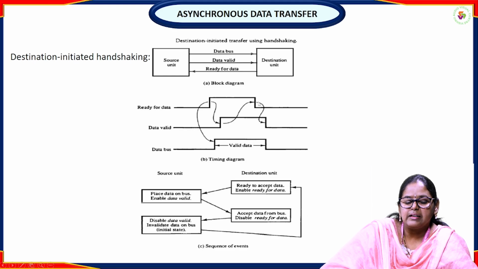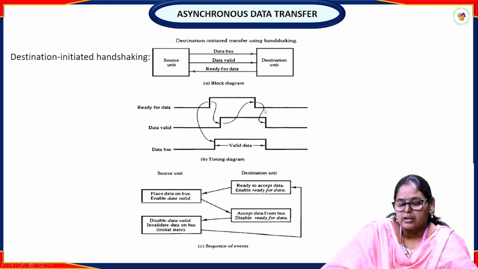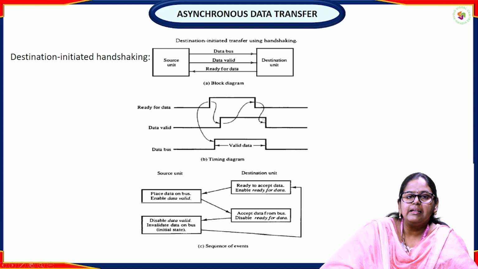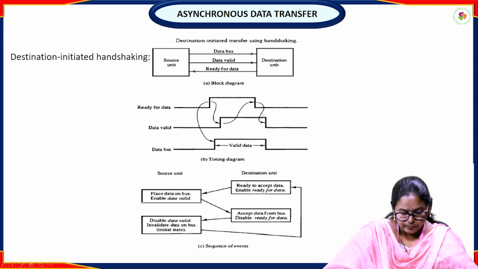And after that, it is going to be disabling the data valid line, which you can see the curve here and by the falling edge of the pulse there. And finally, it is going to be removing the valid data from the data bus, which means invalidating the data from the data bus finally by the source.